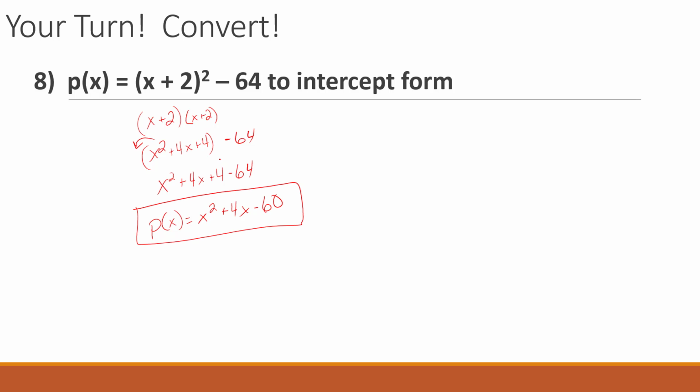Now, are we done? Not quite. That's standard form, and we were asked for intercept form. So we want to know what two numbers multiply to negative 60 that add up to positive 4. Well, let's see.